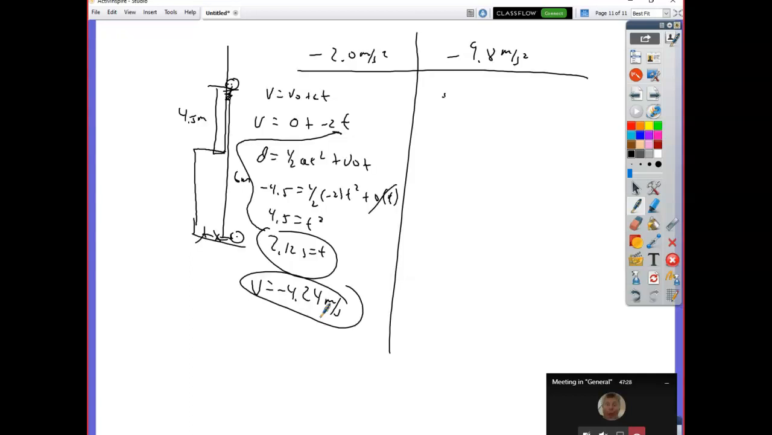I got the first part done. So then you can't do the final velocity equation yet. Right? Because you need time.